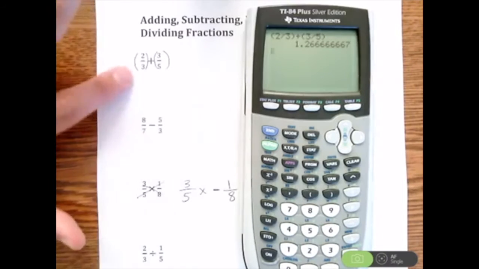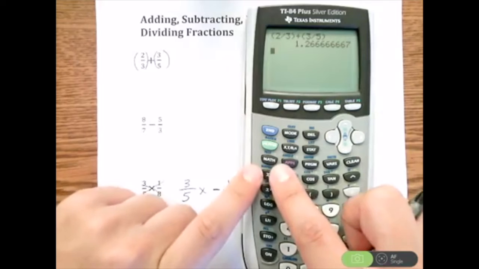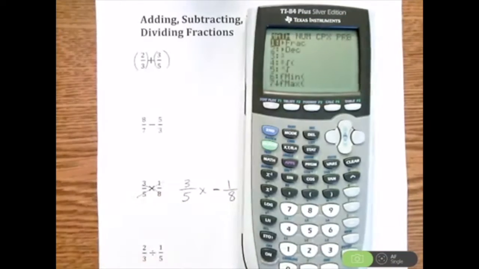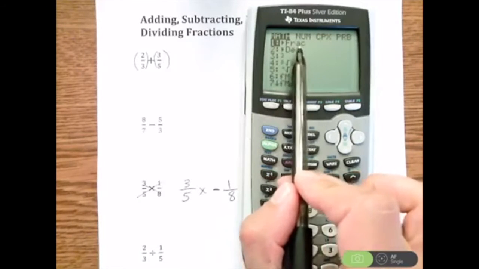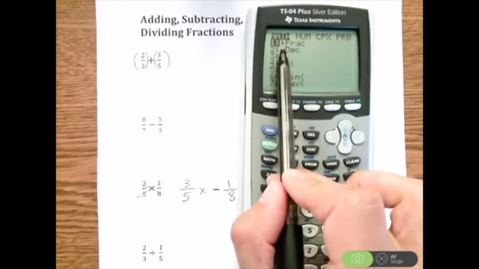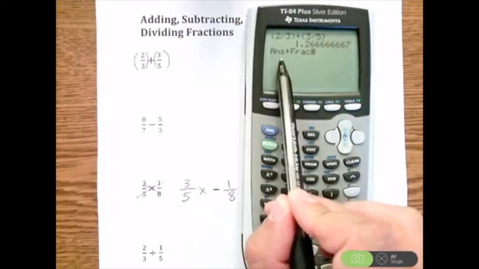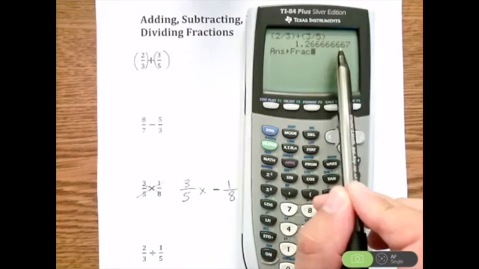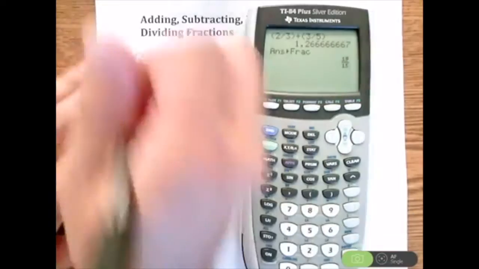Now, if my problem started in fractions, I want to end with fractions. There's this button right here that says math. Hit math, and you're going to see the first option is an arrow and then frac. What this does is change whatever you want to a fraction. Hit enter, and it's going to take my most recent answer, 1.2666667, and change it to a fraction. I hit enter and I get 19 over 15.